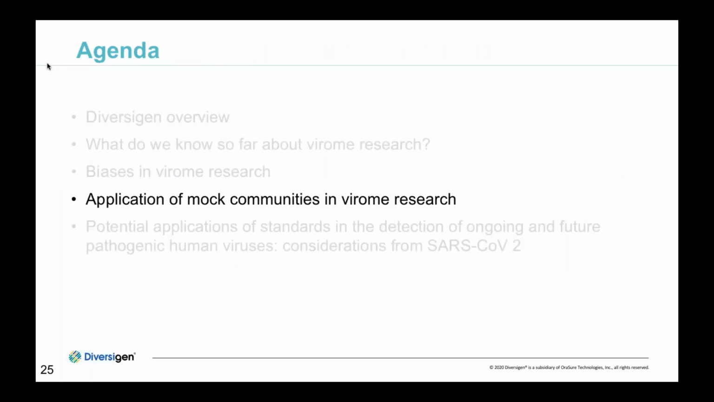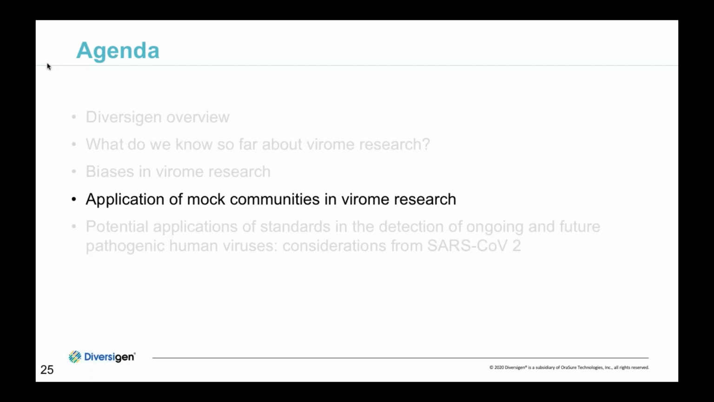One of the ways to address some of these biases and to benchmark reagents and bioinformatic tools is by implementing mock communities to the pipeline, either before or during the experiment. I would say preferentially, we would like to benchmark any reagents and any tools before the experiment, like we often do in a commercial facility.